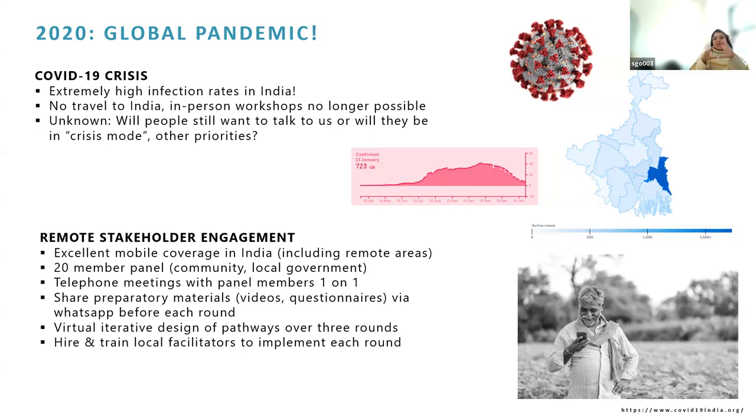So before each meeting, we would share some preparatory materials. This included videos about what we were going to discuss, as well as a questionnaire telling them the kinds of questions we were going to ask them. And we shared these over WhatsApp before each discussion round. And in this way, we conducted virtual iterative pathways building over the course of three rounds. And because we had to do this in the local languages, which were different languages in all three contexts, we hired and trained local facilitators to actually implement this on the ground.